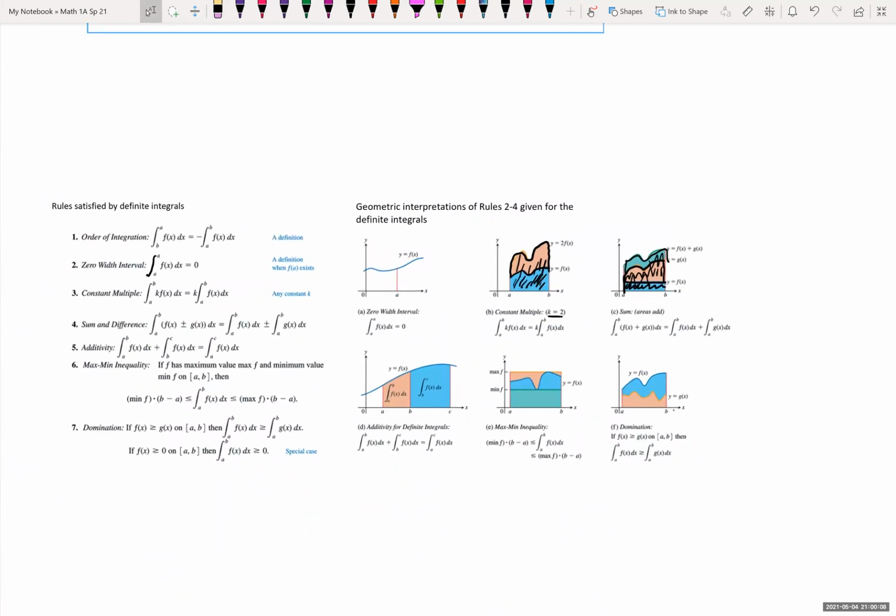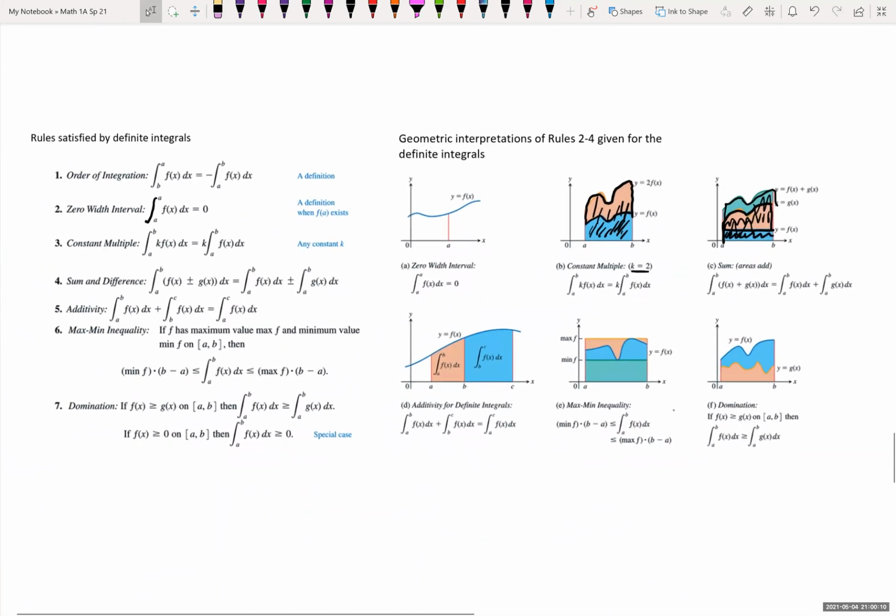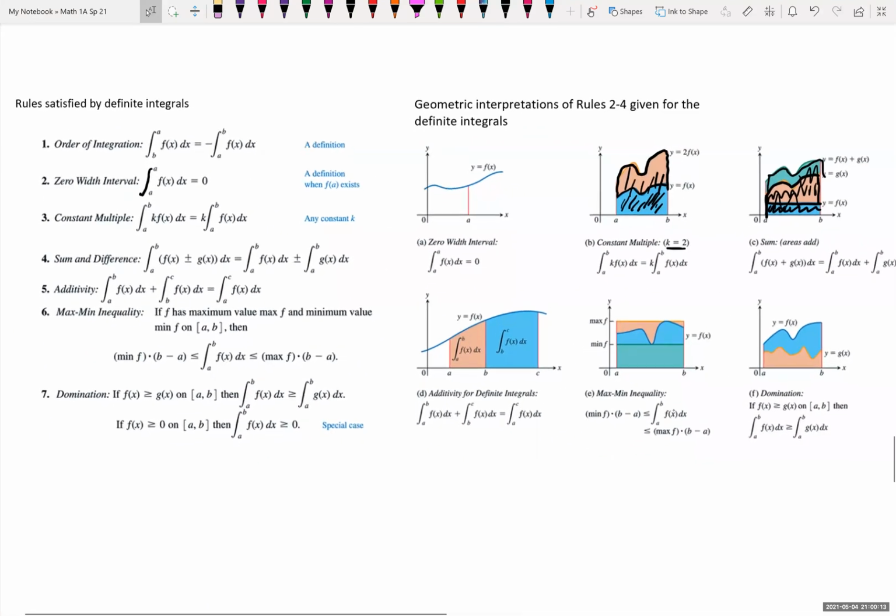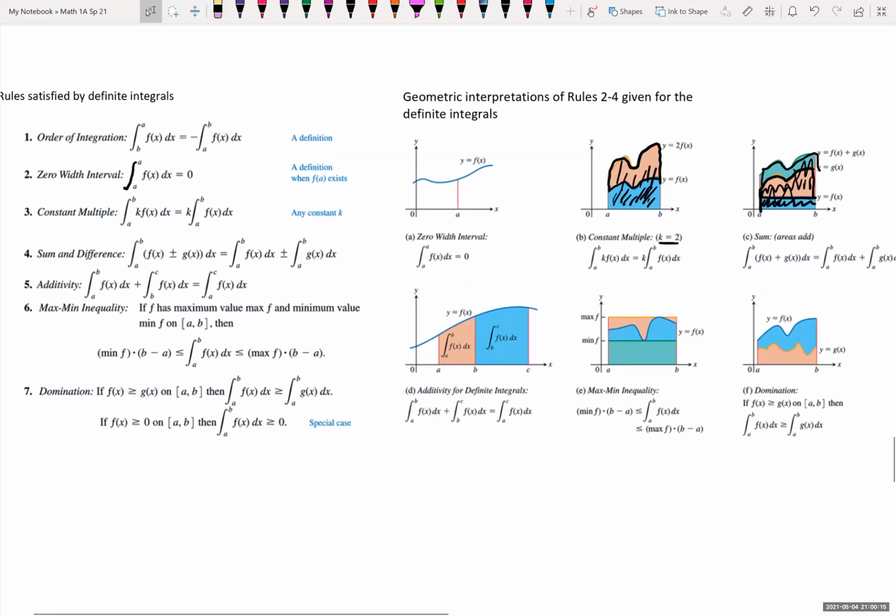Number 5, if we have some integral from a to b of f of x plus an integral from b to c of f of x, that's the same thing. These are the same bounds. The bound I end at, I'm starting at with our next integral, same function. I can say this is the lower bound of a to my upper bound of c of f of x dx. So if I'm summing these, it's the same thing as summing it from here to here.